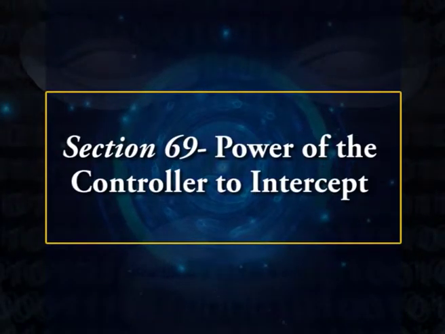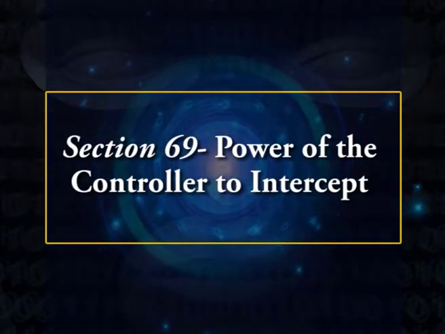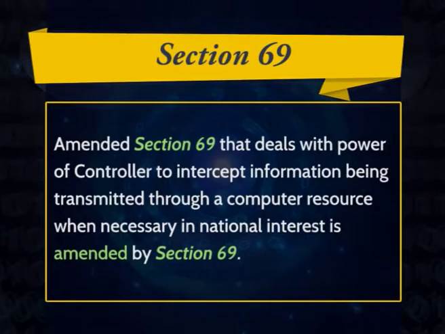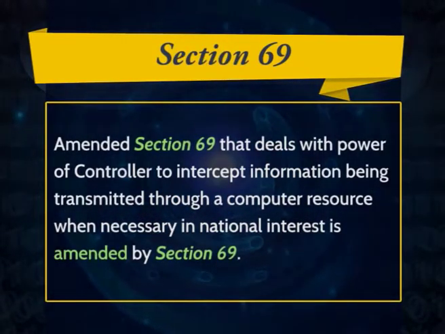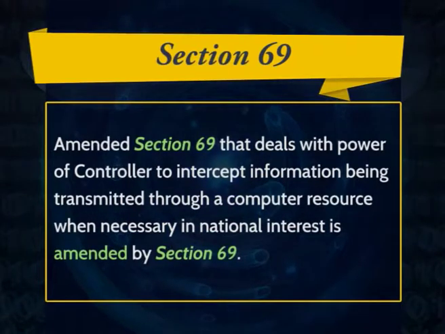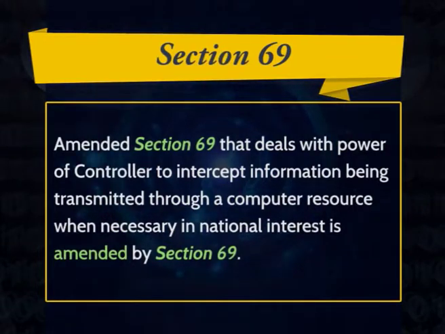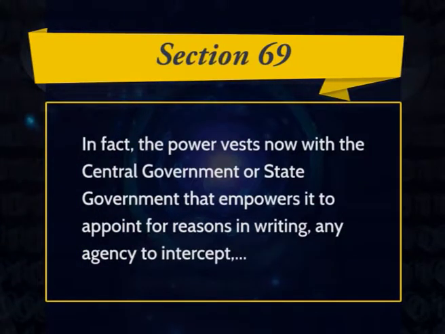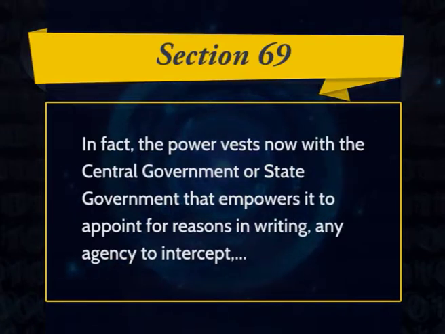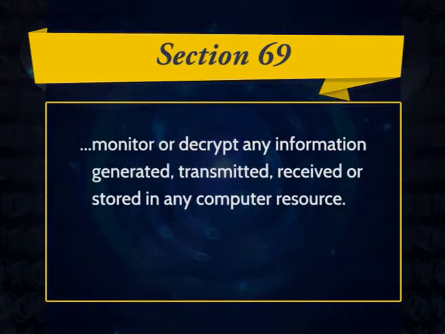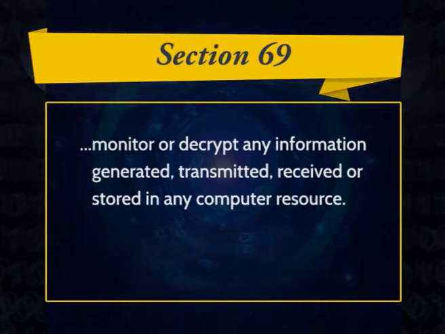Section 69, power of the controller to intercept. Amended section 69 deals with the power to intercept information being transmitted through a computer resource when necessary in the national interest. In fact, the powers now vest with the central government or the state government, which empowers it to appoint, for reasons in writing, any agency to intercept, monitor, or decrypt any information generated, transmitted, received or stored in any computer resource.